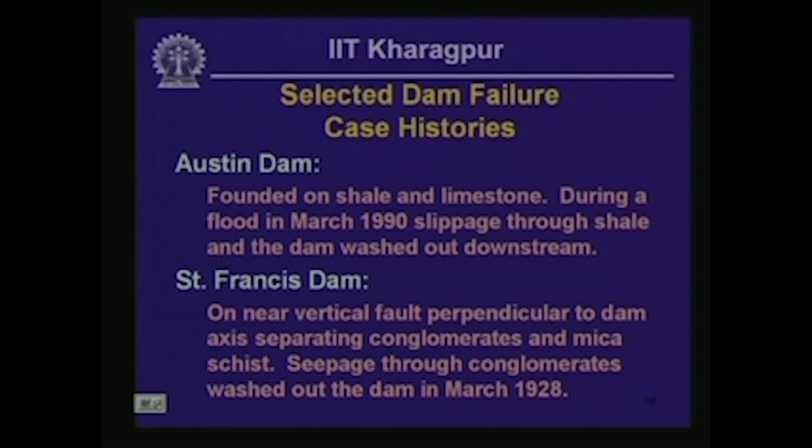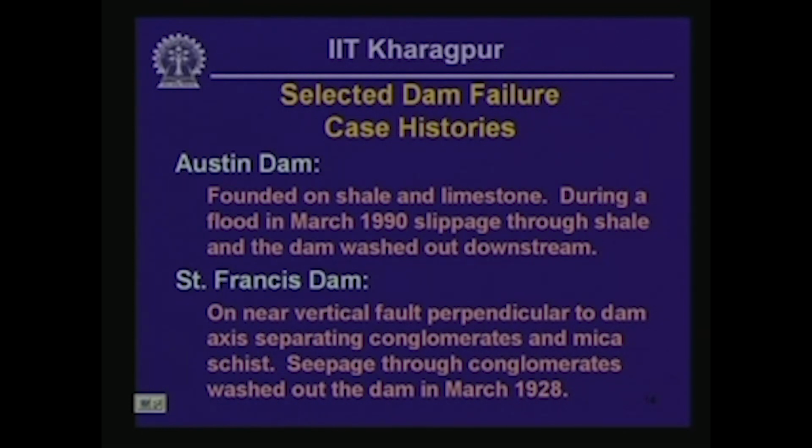Now we look at a few case histories involving failure of dams. The first case history that we consider here is that of Austin Dam, and this particular dam failed in March 1990. This is a dam across the Colorado River in southern United States near Austin, Texas. This dam was founded on shale and limestone bedrock.